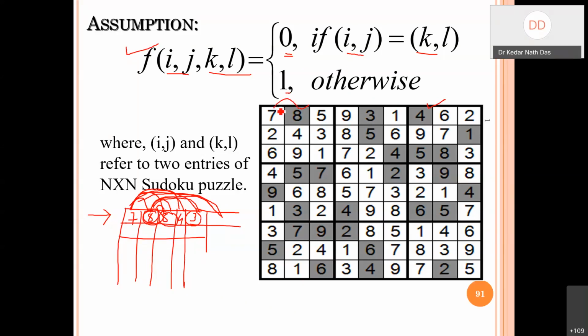So 7 to 8, 7 to 5, 7 to 9. So what do we expect? We expect everywhere to get 1 because they should not be equal. If it is not equal, then only the function value is 1. So we are expecting to have 1 everywhere. So just by keeping in mind that every comparison should have a contribution of 1 to the function, I am going to calculate the final fitness function value.